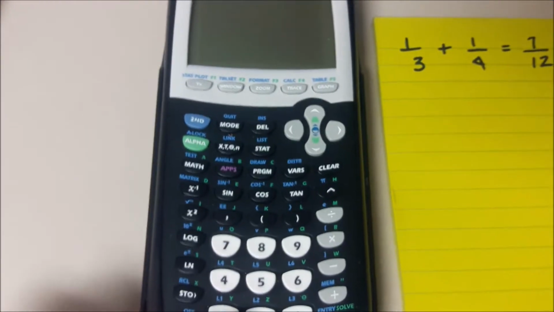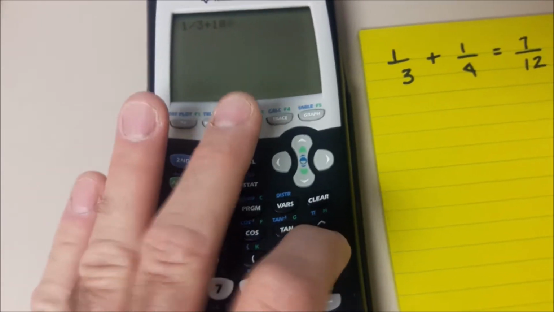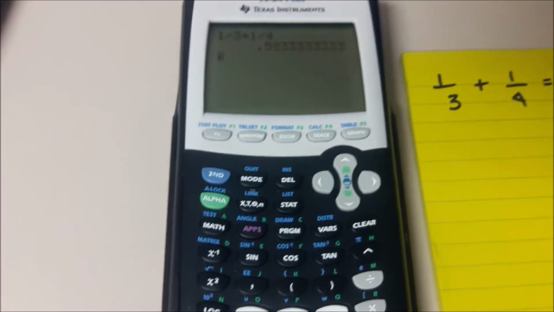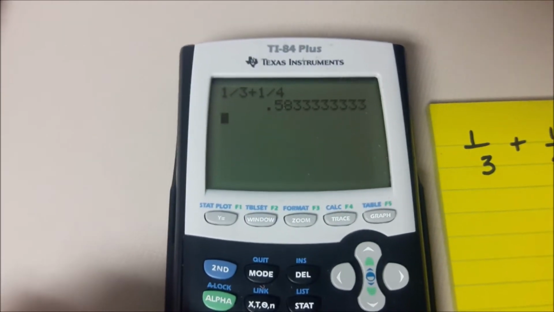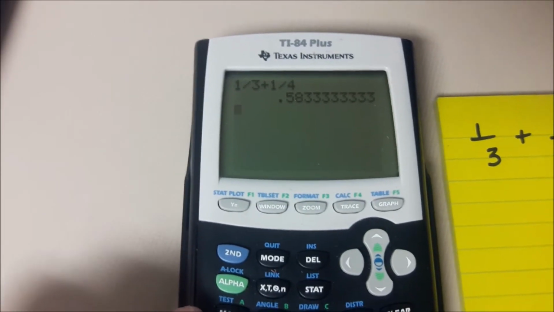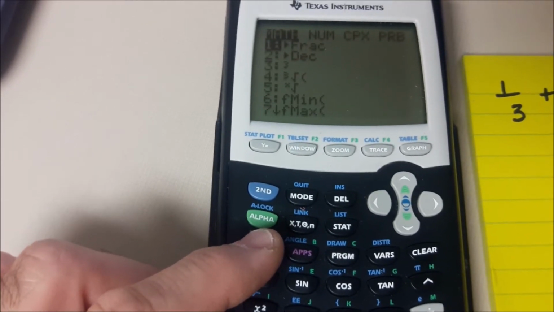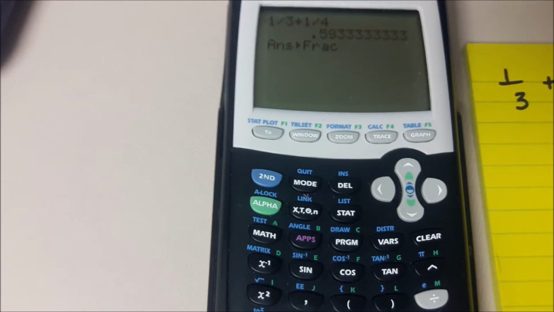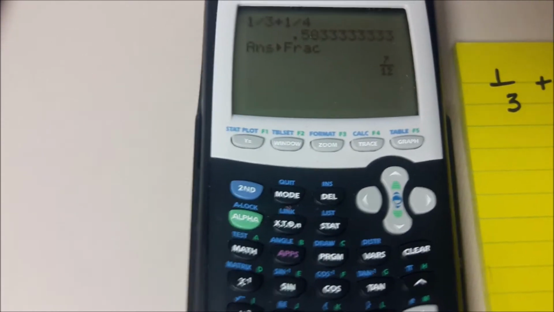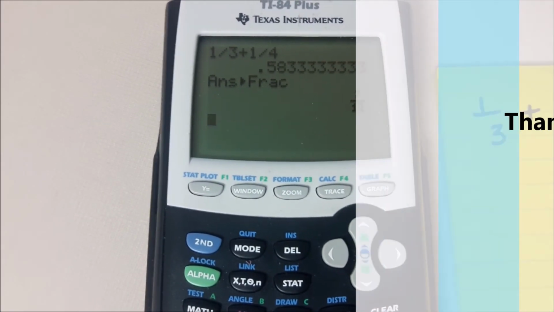We'll go ahead and do the math here. 1/3 plus 1/4. There's the decimal approximation. And then to convert that to a fraction format, on this calculator, you just go to math. And then it's the very first option, says frac. Enter on that and then enter again. And there it is. There's the exact format, 7/12.